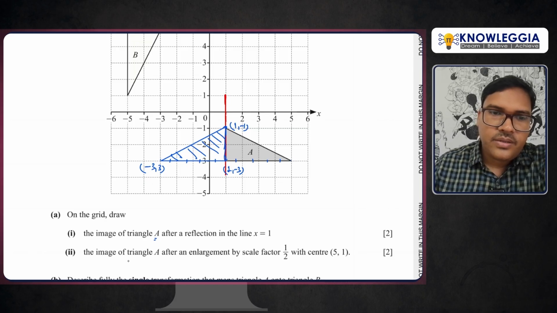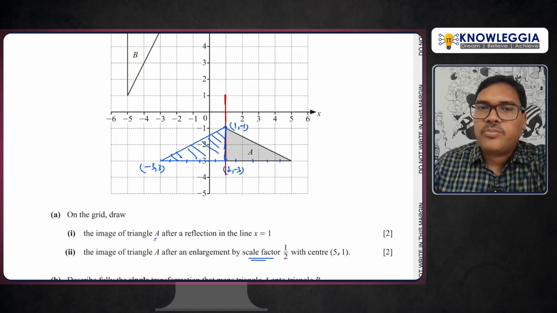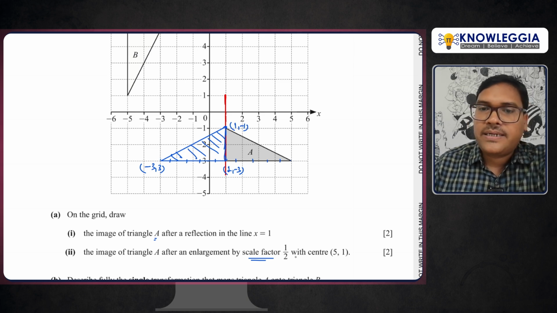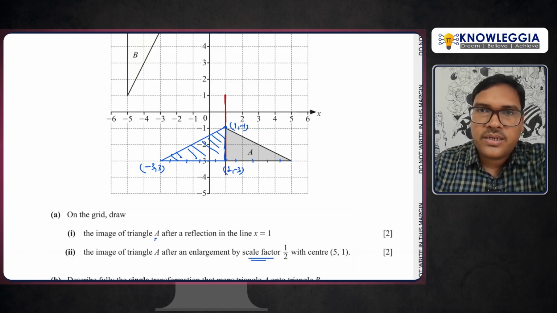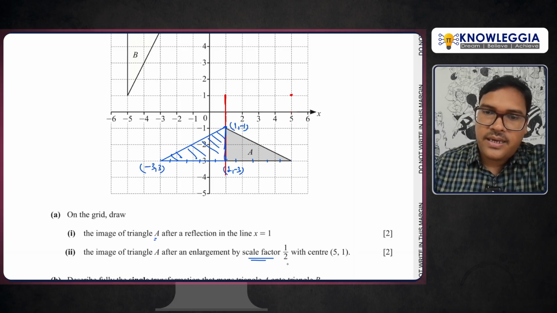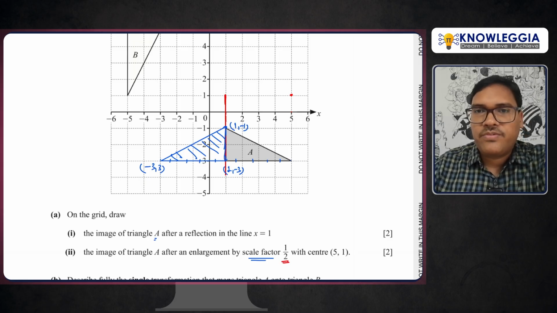Now the second part: the image of A after an enlargement by a scale factor of half with the center 5 comma 1. So now we have to draw the image of A after an enlargement by a scale factor of 1 by 2 with the center 5 comma 1. Now how to approach this? So let's understand here. This is 5 comma 1. This is the point 5 comma 1. And we have to make an image of A with an enlargement of 1 by 2 with the center.